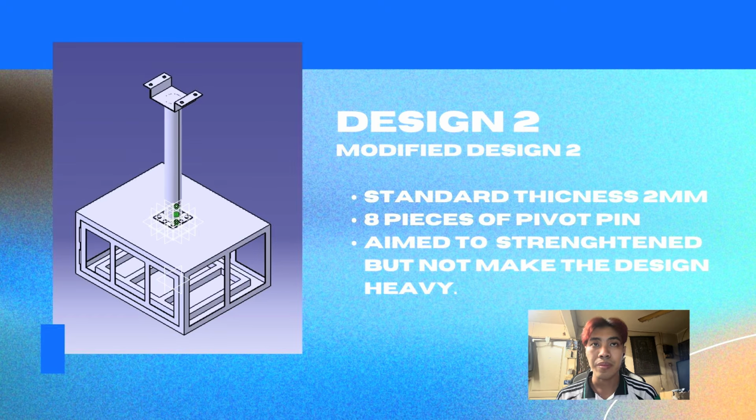Design 2. This is the modified design 2. We use the standard thickness of 2 mm, but we add more pivot pins, which is 8 pieces of pivot pin used in design 2. These are aimed to strengthen the bond between the plate and the cages, but at the same time, we don't want to make the design heavier, so we use titanium alloy.